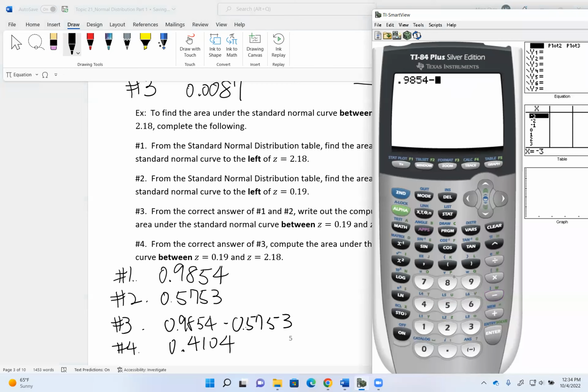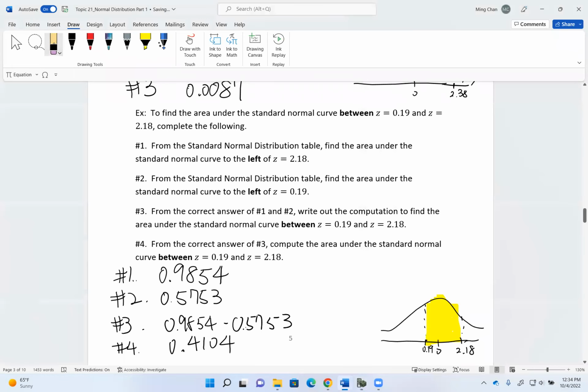0.9854 minus 0.5753. There you go, oh, sorry. 0.4101, excuse me.